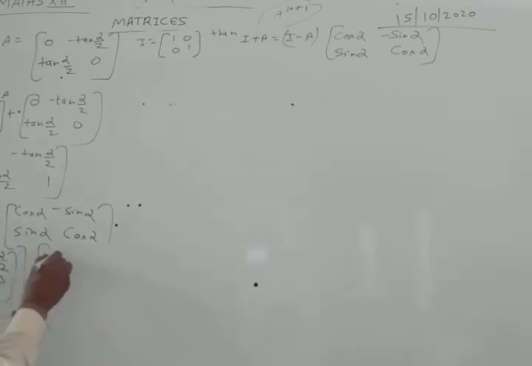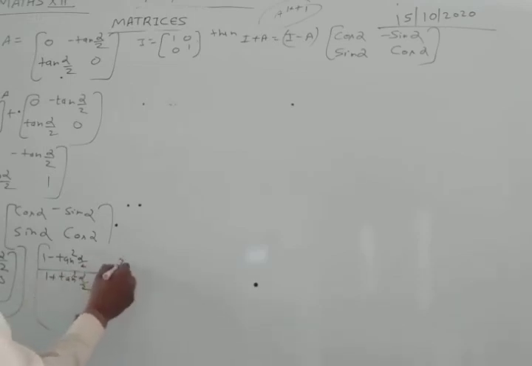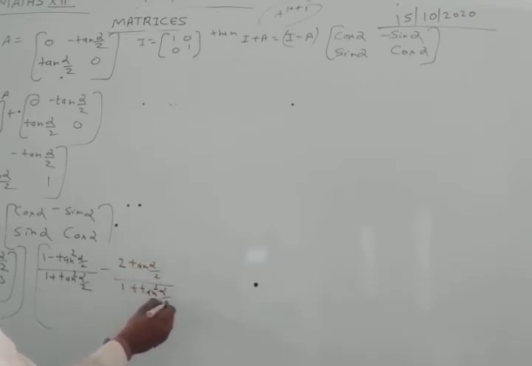What is this? 1 minus tan square alpha by 2 upon 1 plus tan square alpha by 2, and minus 2 tan alpha by 2 upon 1 plus tan square alpha by 2. Put again 2 tan alpha by 2 upon 1 plus tan square alpha by 2, 1 minus tan square alpha by 2, 1 plus tan square alpha by 2. Now for simplification, let tan alpha by 2 be t.